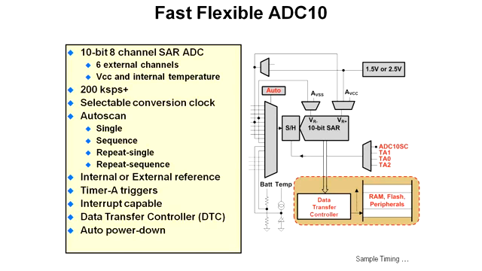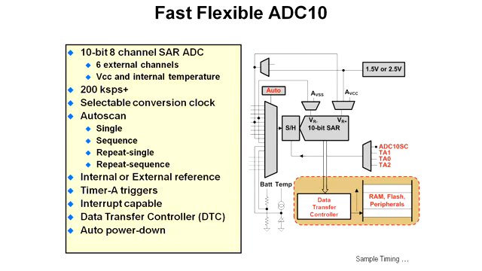You can run it off any of the available clocks and the ADC-10 oscillator, which is about a 5 megahertz oscillator inside the device. There is an auto scan that will allow you to do a single measurement, a sequence of measurements on any of the channels, to repeat that single measurement and to repeat that sequence of measurements if you like.